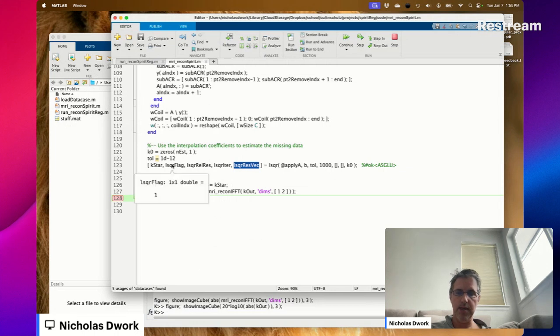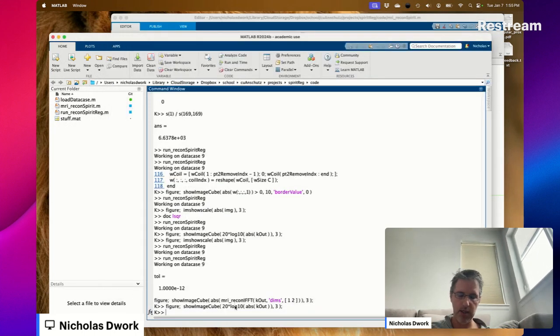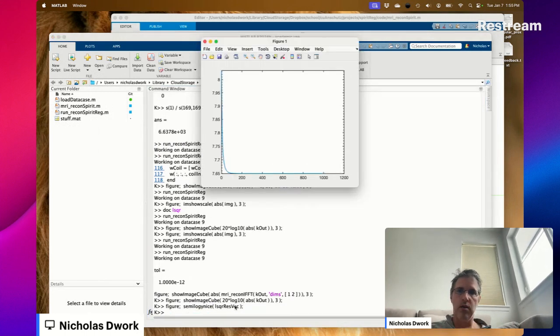LSQR is claiming that it did not succeed with 1,000 iterations. Oh, because I made the tolerance 1 times 10 to the negative 12. That's not surprising. Okay, so on a semi-log Y plot, it's going from an error of about 8 to an error of whatever the final error is, 7.65. And it's doing it within 200 iterations.